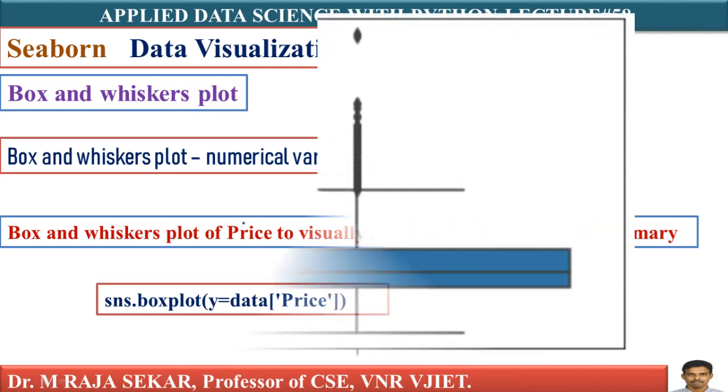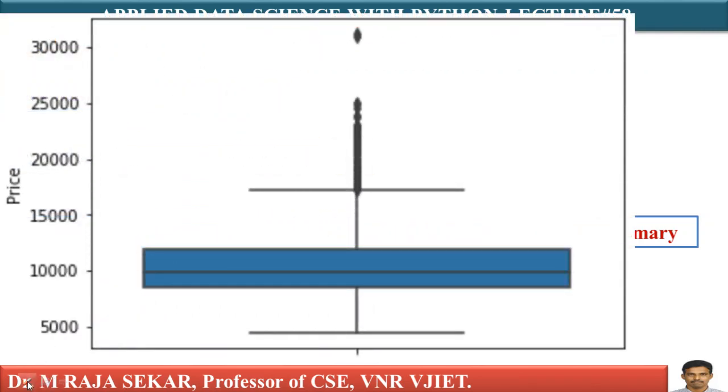Just observe this output carefully. What is y? y is our price. That's why, just see, this is the box plot diagram. The price is displayed on the y-axis. If you give x, it will display on the x-axis. As I have mentioned, since we gave price under the argument y, we are getting the price values on the y-axis, isn't it?